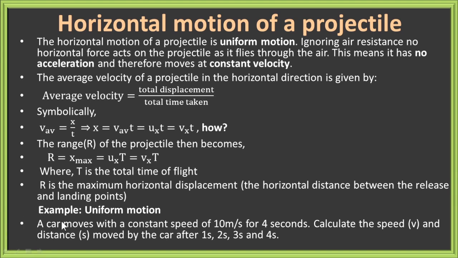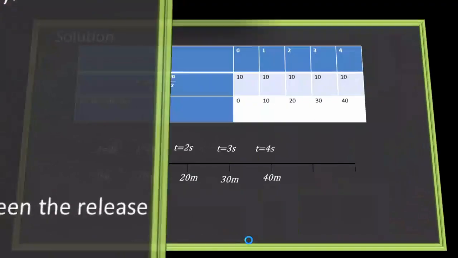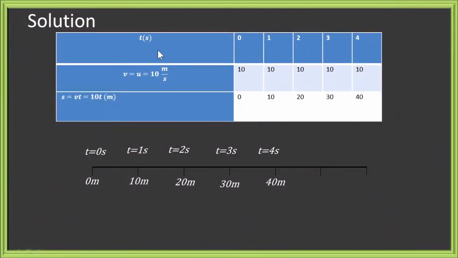Let us see an example of uniform motion. A car moves with a constant speed of 10 meters per second for 4 seconds. Calculate the speed and distance moved by the car after 1 second, 2 seconds, 3 seconds, and 4 seconds. Note that it is moving with constant speed, so it is a uniform motion. The car moved 4 seconds. We are going to calculate the speed of the car in each second and also the distance covered by the car after 1 second, 2 seconds, 3 seconds, and 4 seconds. Time in seconds: 0, 1, 2, 3, 4.